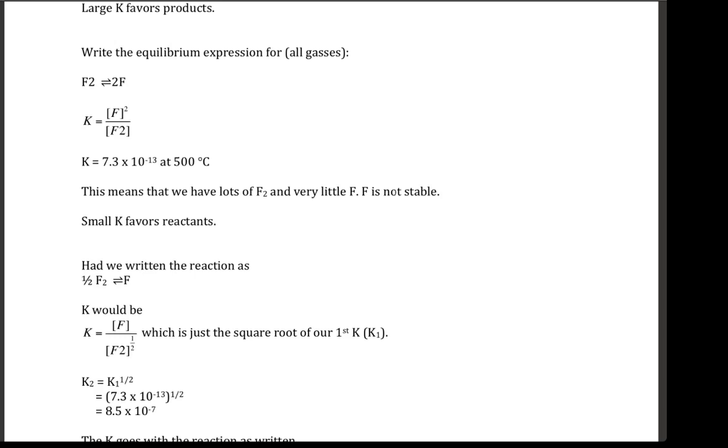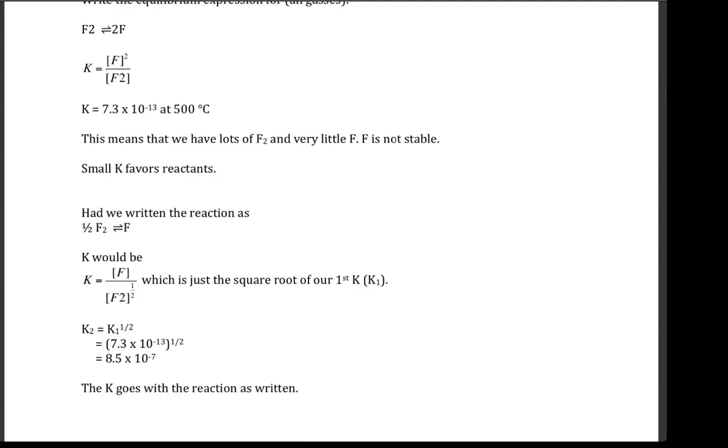Think about how fluorine exists when we have pure fluorine. It does not exist as fluorine the atom, it exists as F2 the molecule. So we have very little fluorine. Had we written the reaction as, instead of F2 in equilibrium with 2F, 1/2 F2 in equilibrium with F, well, then we would have written K as K equals F over F2 to the 1/2 because of the 1/2 stoichiometric coefficient.